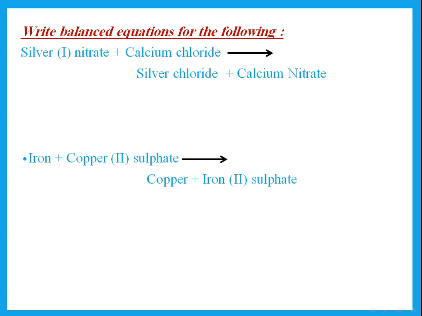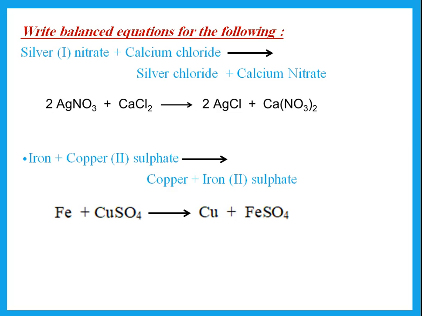Let's try this. Silver(I) nitrate means the silver has valency of 1. Calcium chloride to give silver chloride plus calcium nitrate, and this is how you should be able to write it. Can you try this one? The next one, iron plus copper(II) sulfate to give copper plus iron(II) sulfate. Can you write that? Okay, you should be able to write this. And it's all balanced like that.